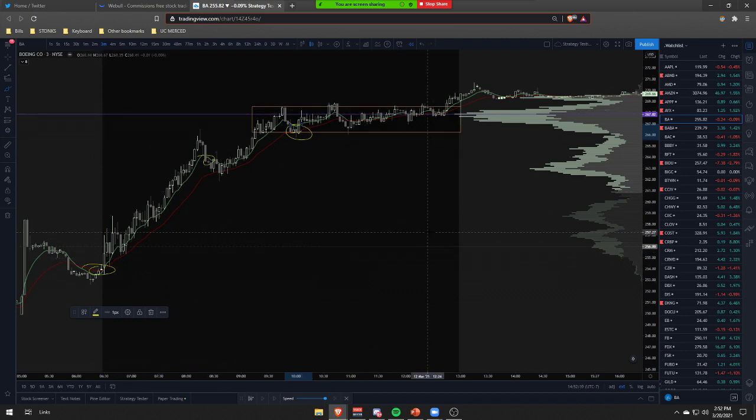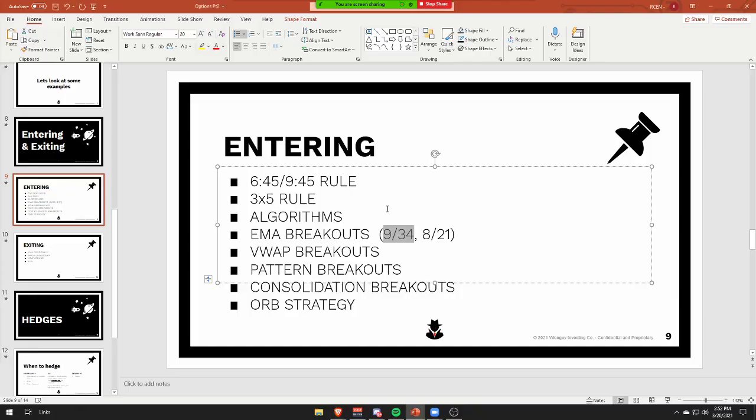Any questions on EMA breakouts? It's pretty straightforward. It's literally a trade the trend type thing. Okay, none. We're moving on.